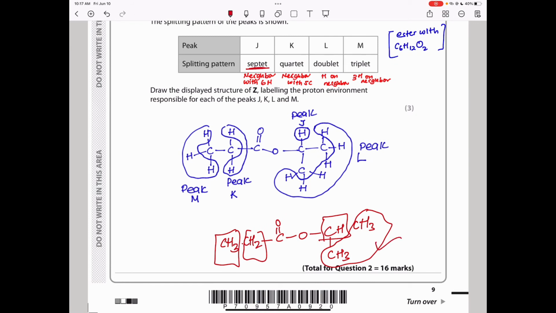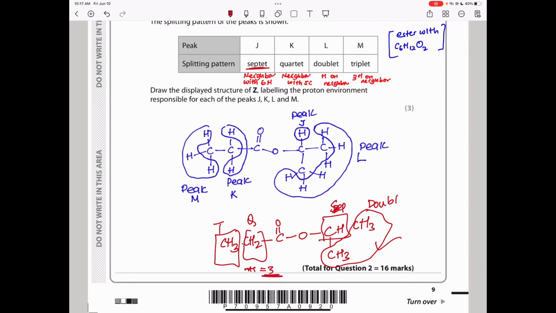There is another environment where we have a doublet, meaning it's next to an environment with 1 proton. So basically, if we look at it, this is going to be a doublet, this is going to be a septet, this is going to be a doublet, and this is going to be a quartet, where this is going to be a triplet. It's a triplet because based on the n+1 rule, the neighbor has only 2 hydrogens, but n+1, 2 plus 1 gives 3, so it's going to be a triplet.